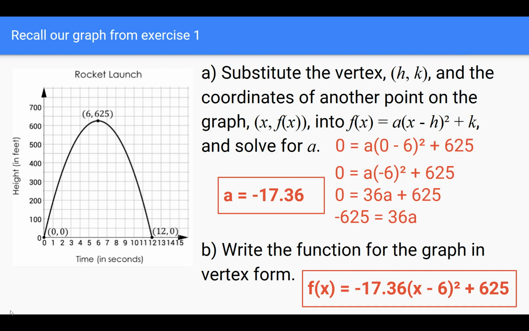Okay, so looking at this equation, I can tell there's a negative out front, so it's going to open down, and my vertex will be at positive 6, positive 625. And all those are true of my graph. We good? Yeah, next.